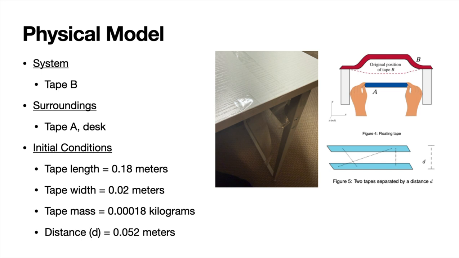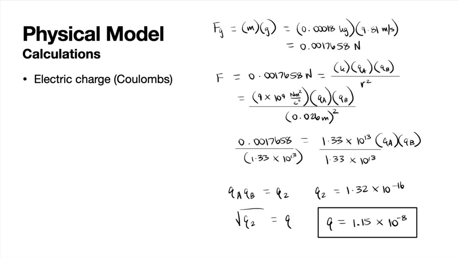The system is the second piece of tape. The surroundings are tape A, the desk, and any other variables in the environment. And then for initial conditions, the tape length is 0.18 meters, the tape width is 0.02 meters, the tape mass is 0.00818 kilograms, and the distance is 0.052 meters.